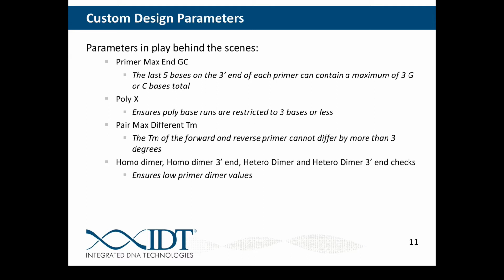We also have quite a few dimer checks for self-dimers as well as primer dimer formations, as well as on the 3' end. And these checks just ensure that there's low primer dimer values for your whole assay. Lastly, we make sure there are no G bases on the 5' end of the probe. Those G bases will partially quench most green or yellow dyes.